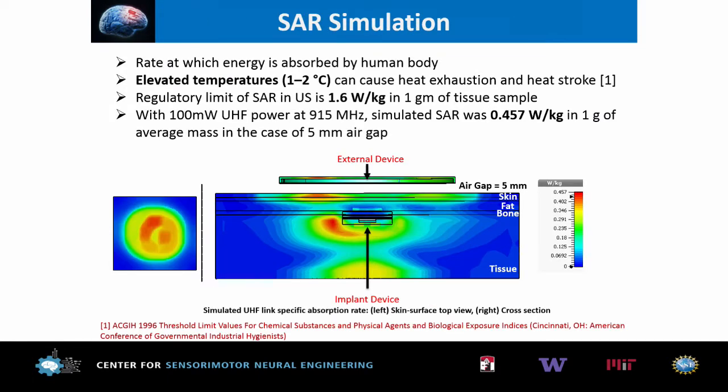Let's talk about specific absorption rate. It is the rate at which energy is absorbed by the human body from RF exposure. And it is a very critical parameter if you are designing antennas because it is not allowed to increase tissue temperature by more than 1 or 2 degrees Celsius, which can cause heat exhaustion, heat stroke, and ultimately it can damage human tissue. So our dual band antenna system has a low specific absorption rate as compared to the regulatory limit in the USA.